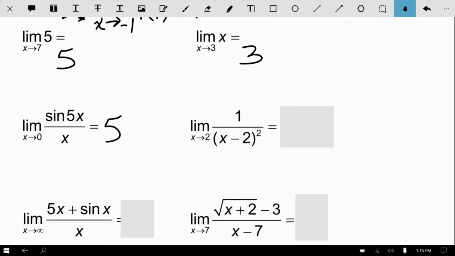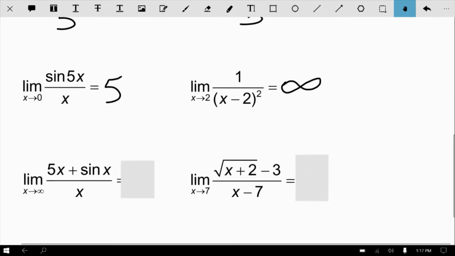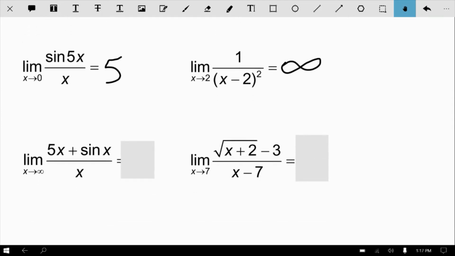All right, so let's move on here. The next one, 1 over x minus 2 squared. There'd be a vertical asymptote there, and you have the same behavior on both sides. It's approaching infinity. That's a graph you should be able to do based on your prerequisite skills. You should be able to identify that's a vertical asymptote, and figure out what the shape of the graph is around that asymptote.